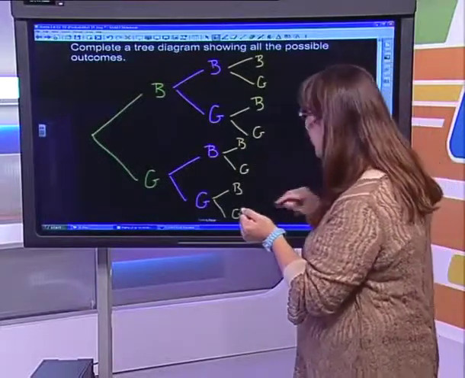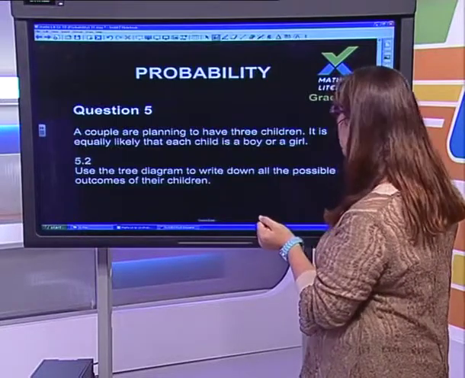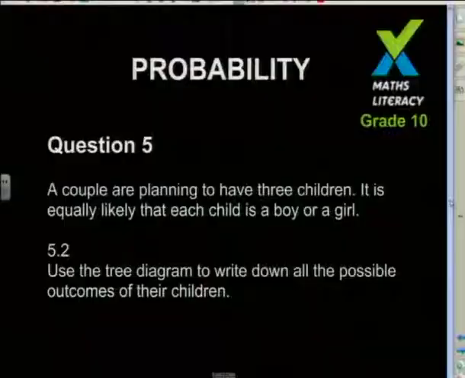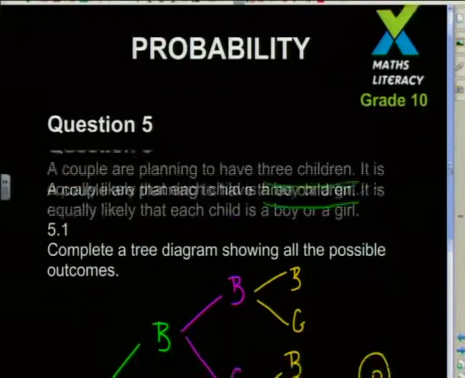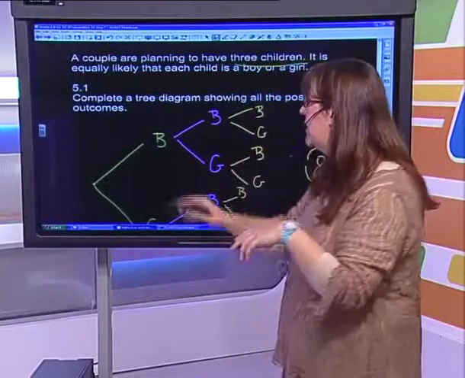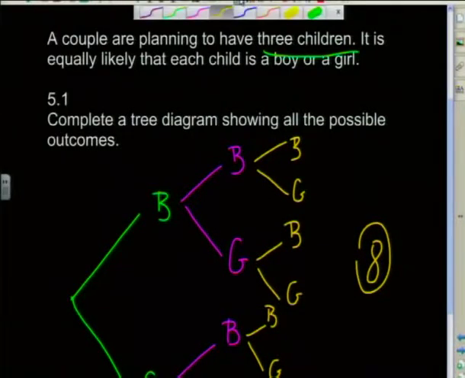So let's quickly see if we've got time to answer our questions. Yeah, sure you do. Use the tree diagram to write down all the possible outcomes for their children. So let's go back to our tree diagram and quickly start writing this. Now remember, I said colored pens, highlighters. Well, we've got boy, boy, boy. I'm not going to do them along. I'm going to just, what color haven't I used here?